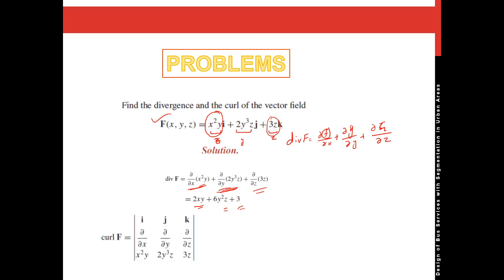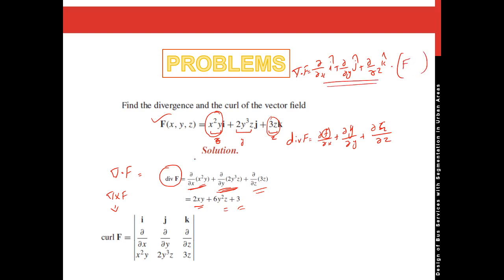Now next we have to find curl F. So actually this divergence is del dot F and curl is del cross F. Del is actually ∂/∂x i + ∂/∂y j + ∂/∂z k. Okay, that is del. Dot F means the dot product with this F. So if we find the dot product, we will get this. Right? Now curl is del cross F, the cross product of del with F.